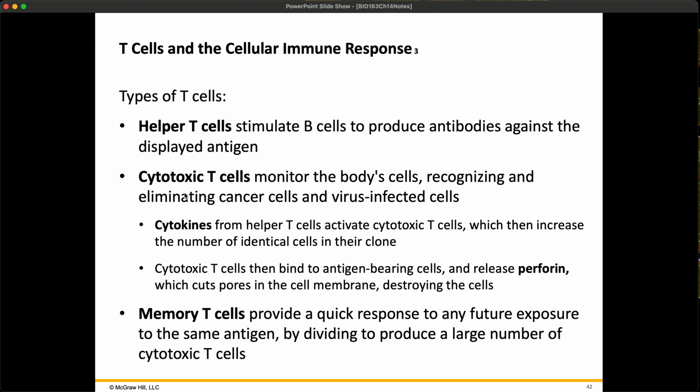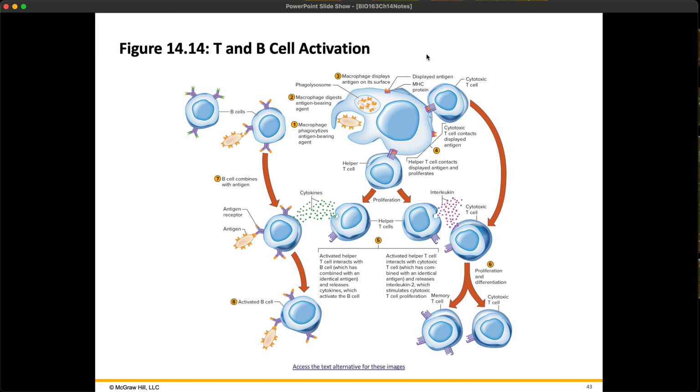Through that replication, this cytotoxic T cell can also create memory T cells. They create a quick response to any future exposure by quickly dividing and turning into a lot of cytotoxic T cells. So here, I know this looks confusing, but again, take some time to go through it because you have a lot of concurrent things happening, right?